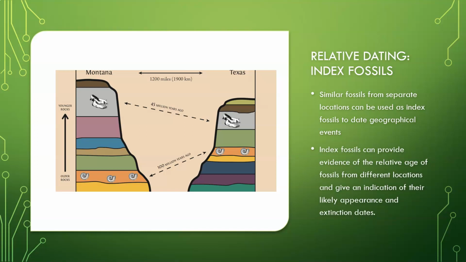Index fossils can provide evidence of the relative age of fossils from different locations and give an indication of their likely appearance and extinction dates. They also can tell us the environment where those fossils are found.